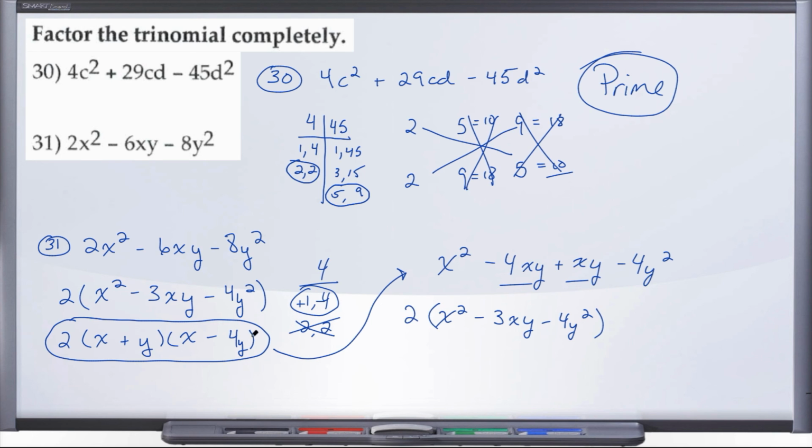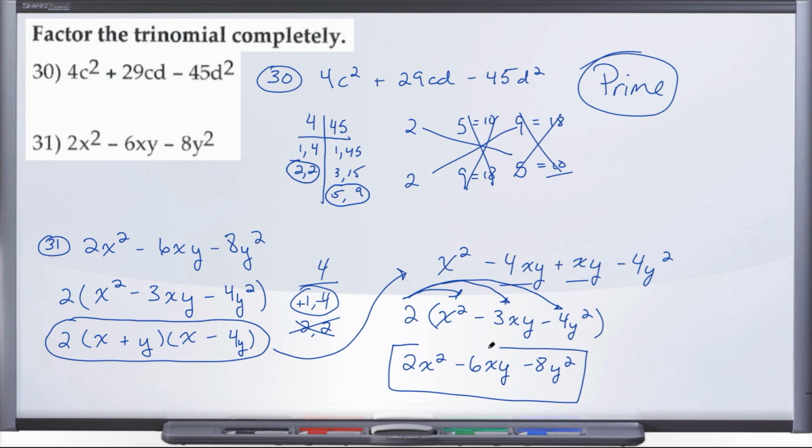So now let's go ahead and distribute this 2 through the trinomial. And let's see, 2 times x squared, 2x squared, 2 times negative 3xy is negative 6xy, and 2 times negative 4y squared gives us negative 8y squared, and hopefully this, let's see, does that match what we started with? It sure does. So we know that we factored this trinomial correctly.